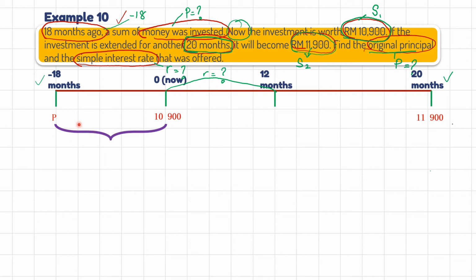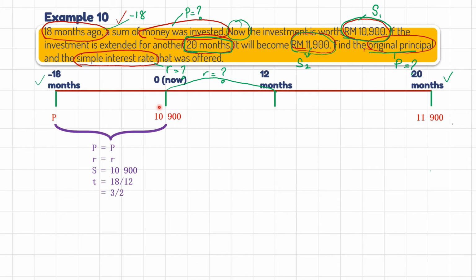Next, let's do it step by step. We focus on the timeline between negative 18 months to 0, which is now. From here, we have the information such that P equals P, R equals R, S equals 10,900 ringgit, T equals 18 over 12. Since we need to represent our T in years, we simplify, and our T will become 3 over 2. So this is the timeline in purple color between negative 18 months to 0.